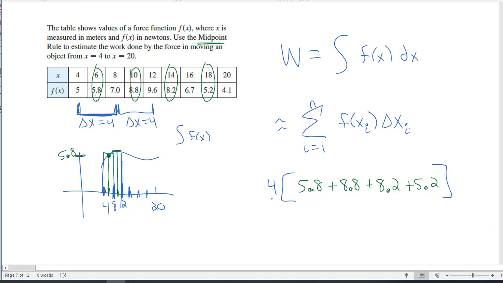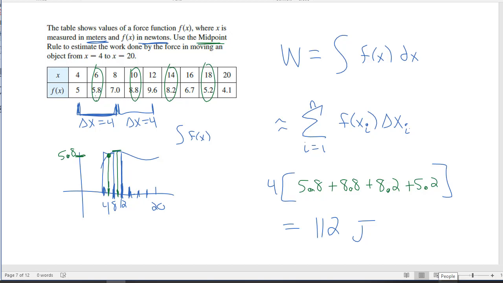Now remember, our delta x is our distance. We were told that that was in meters, and our force was in newtons. So we are getting meters times a sum of newtons. We're getting newton meters, which is the joule. And taking out a calculator, crunching that result, I get 112 joules.